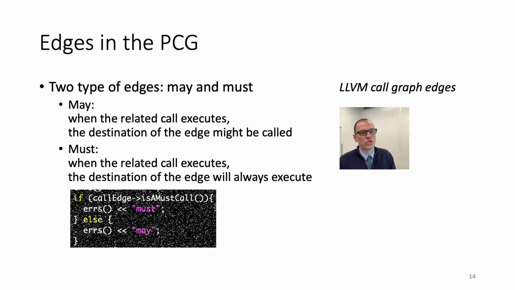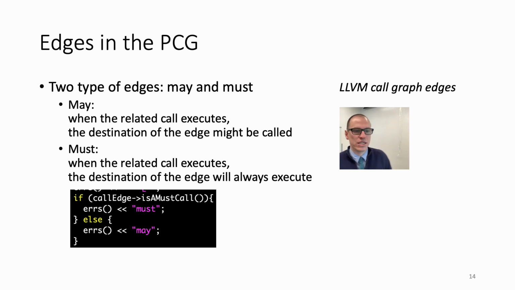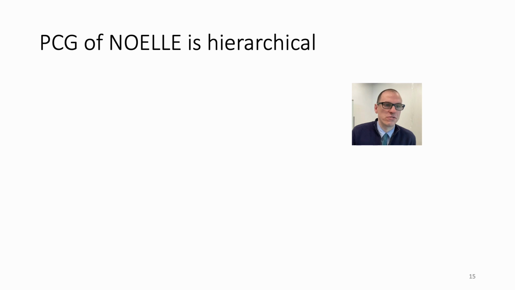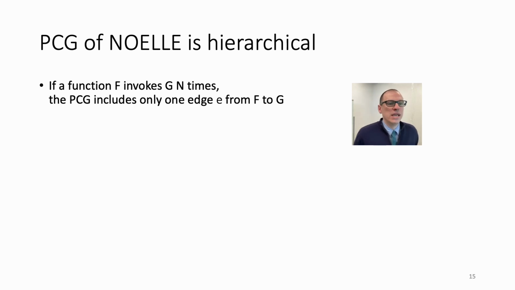And when you have an edge, to see if it is a may or a must, you can just invoke the API is a must call. The program call graph of NOELLE is hierarchical. What this means is the following. If you have a function f that invokes g n times, the PCG of NOELLE includes only one edge from f to g. Only one, not n.